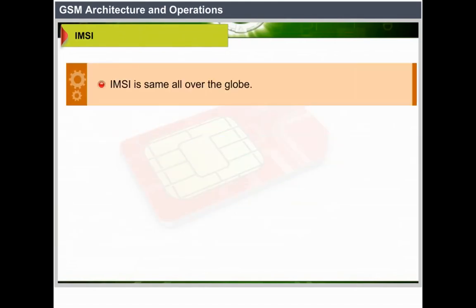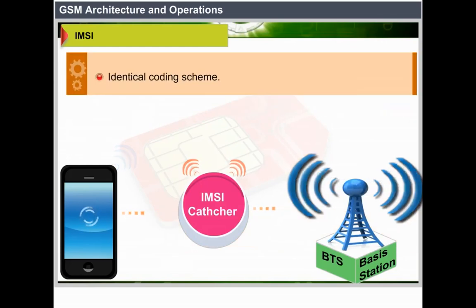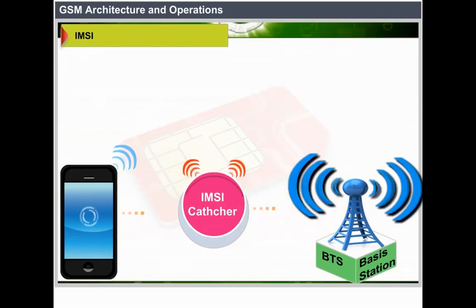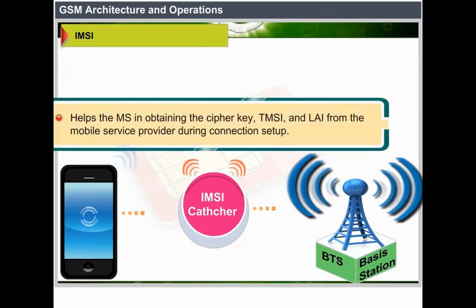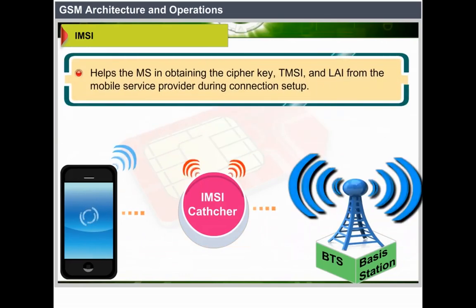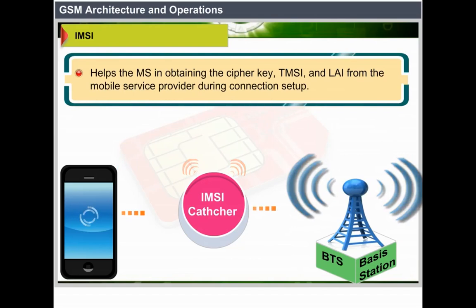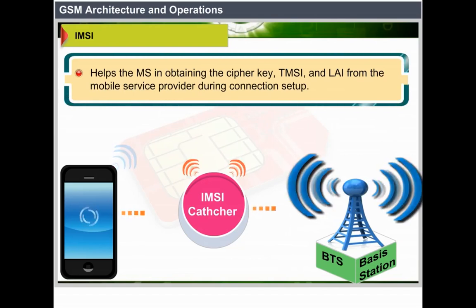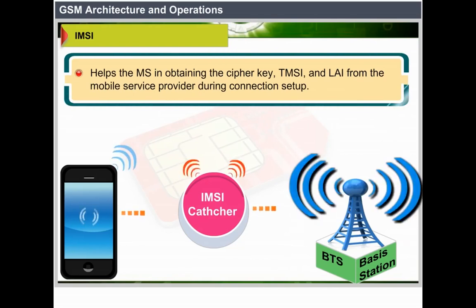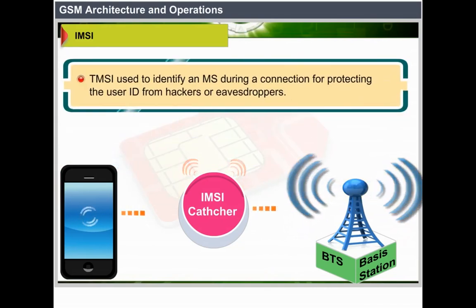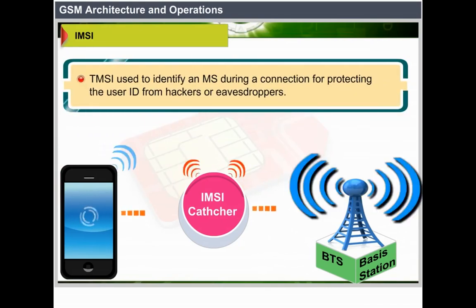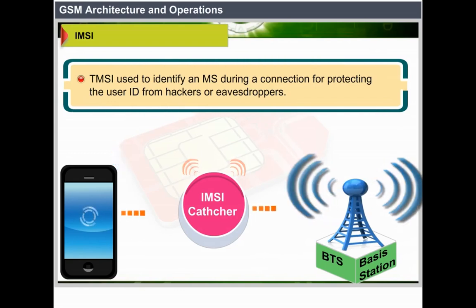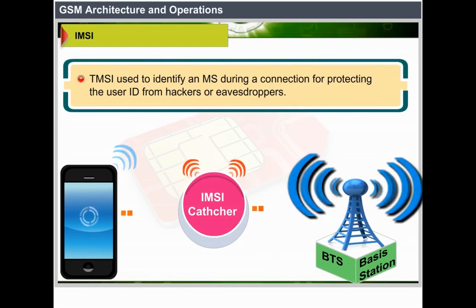The same IMSI is used all over the globe, with an identical coding scheme. It helps service providers in identifying and locating an MS. It helps the MS in obtaining the cipher key, TMSI and LAI from the mobile service provider during connection setup. The TMSI is used to identify an MS during a connection, protecting the user ID from hackers or eavesdroppers.